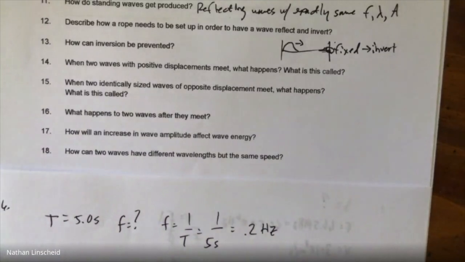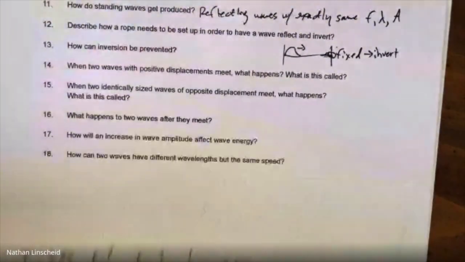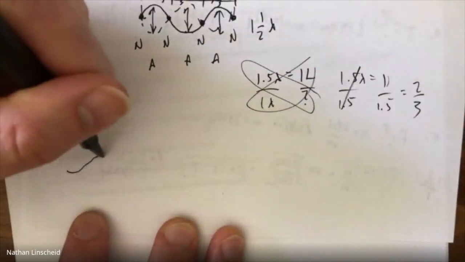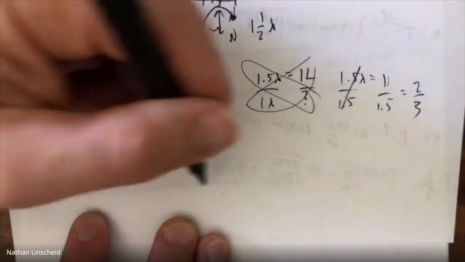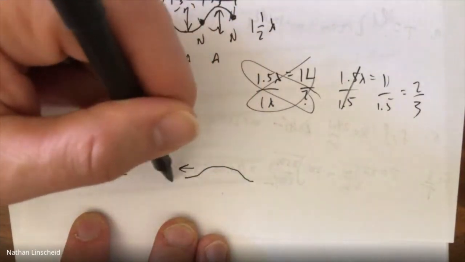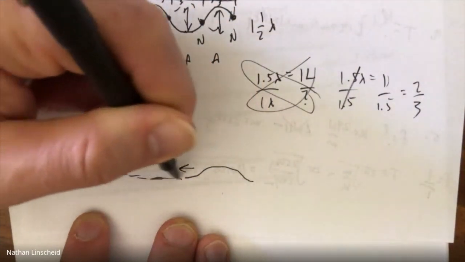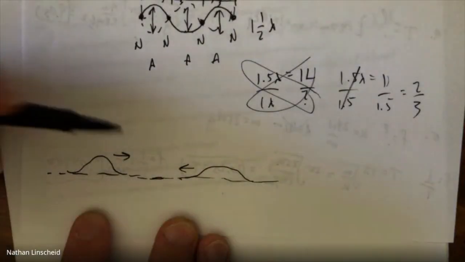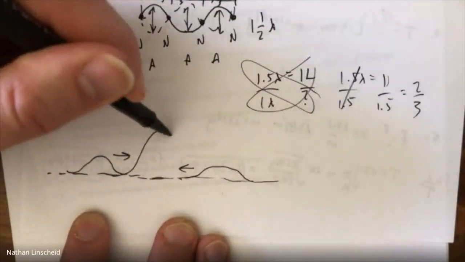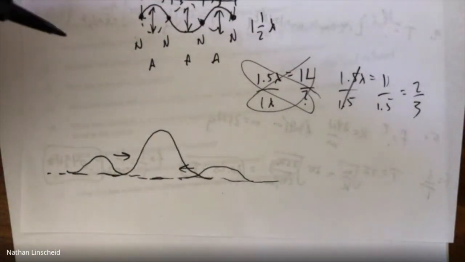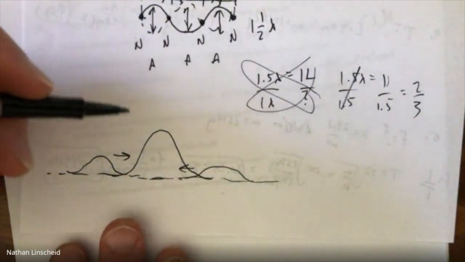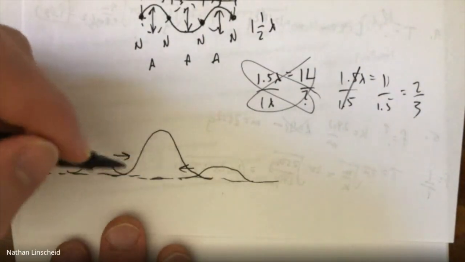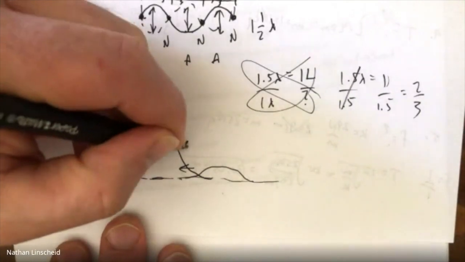All right, number 14. When 2 waves with positive displacements meet, what happens, and what do we call this? So if I have a wave going this direction, and I have another wave going this direction, okay, this is kind of where the rope is. When they meet, they are going to combine and make a super wave just for an instant of time. And that super wave, or the summation of those 2 waves, is called constructive interference.